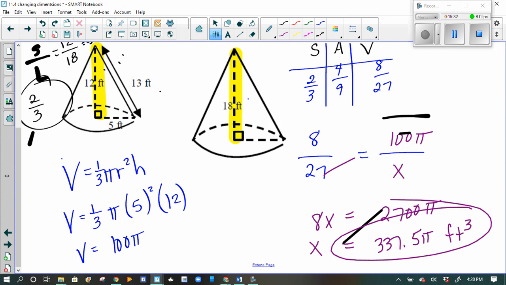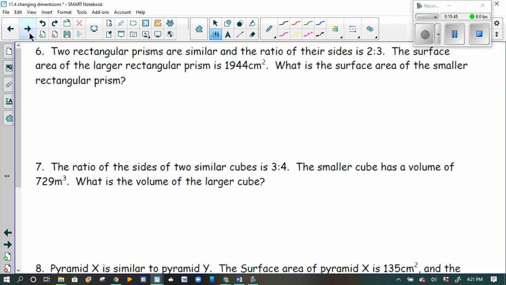So you're just going to be mostly doing this in the assignment where you're setting up the table and you're going to use the information that's given, okay? You'll have to find basic area, but you're not going to have to do volume in this section. All right, so two rectangular prisms are similar, okay? Their scale factor, they're similar and the ratio of their sides is 2/3.